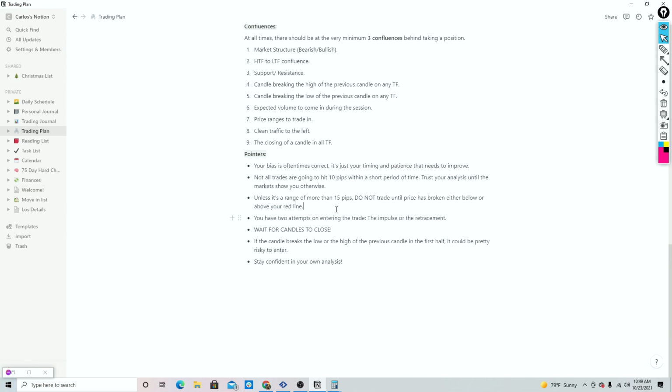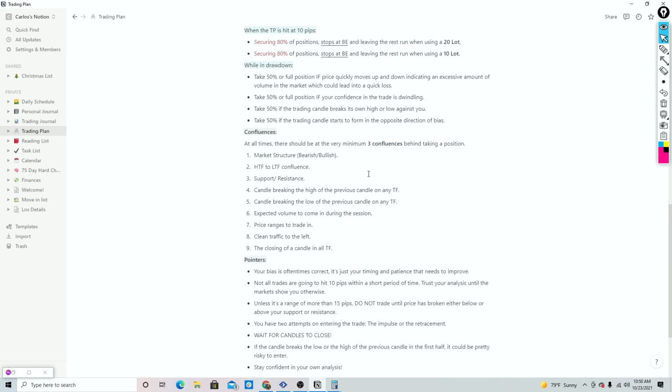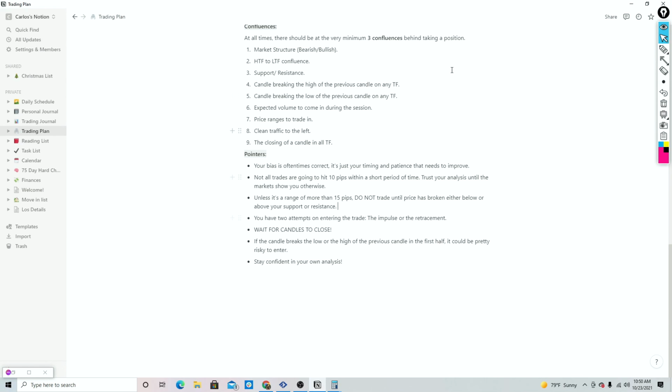Unless there's a range of more than 15 pips, do not trade until price has broken either below or above your red line, or I would say support or resistance, basically. Like I said earlier, I only like to trade in ranges of more than 15 pips just due to rejection zones and spread and all that good stuff.